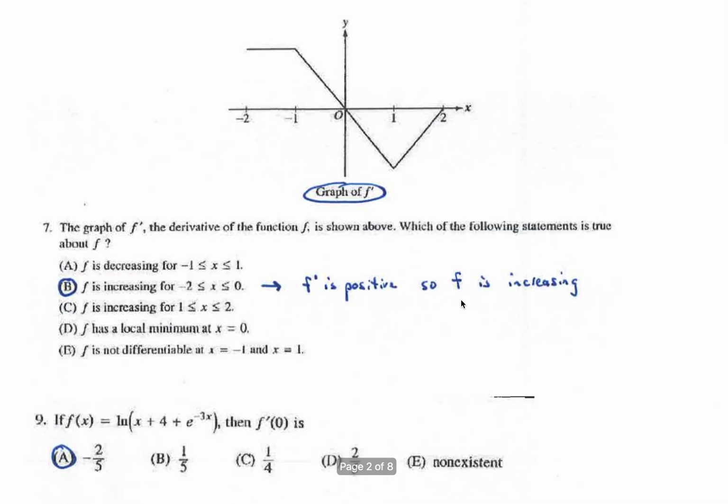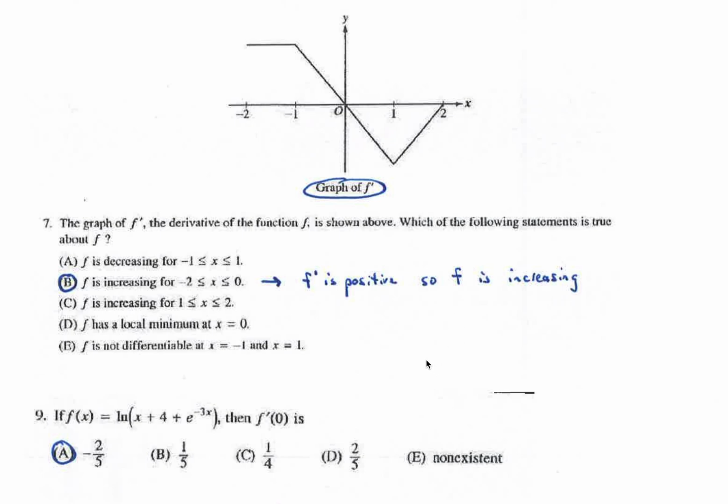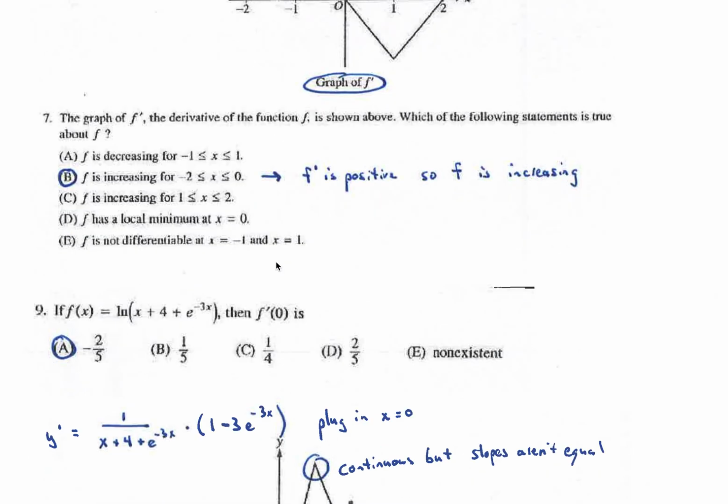All right, now we're actually back. Number 7. Which of the following statements is true about f? This is the graph of f prime. So f is increasing from -2 to 0, right? This has a positive derivative, so it's going to be increasing, right? A positive derivative is when the function is increasing.